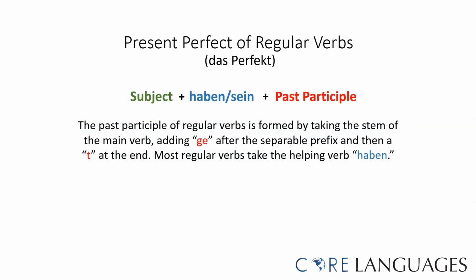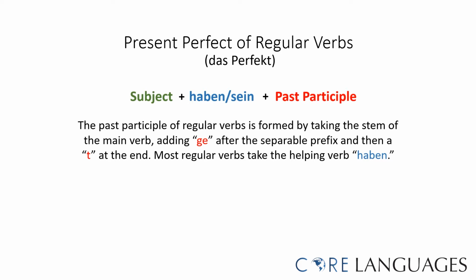To form a sentence in the present perfect, we need a subject, a conjugated haben or sein, and a past participle. There are different categories of verbs in German: regular, irregular, and mixed verbs. Regular verbs, which are verbs that have no vowel changes or spelling changes in their stem when conjugated in different tenses, form the past participle by adding the syllable ge, and they end on the letter T. Most regular verbs take the helping verb haben to form the present perfect.